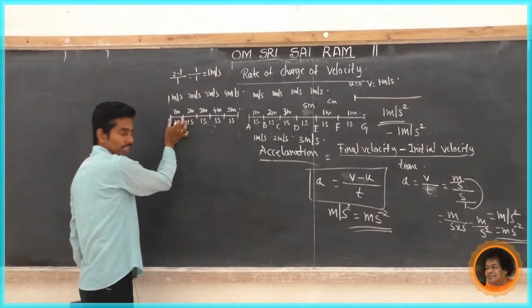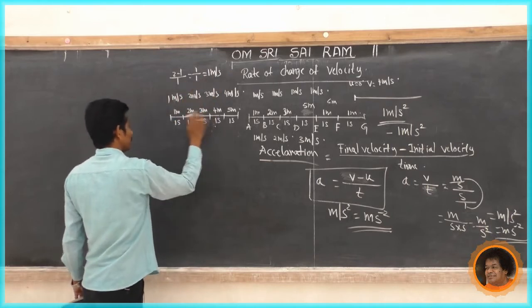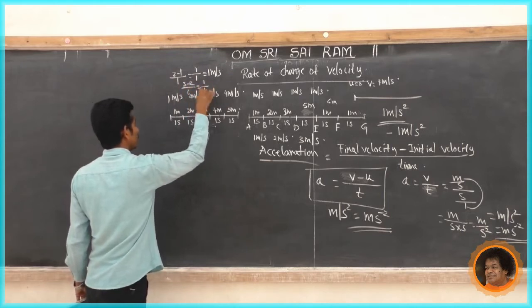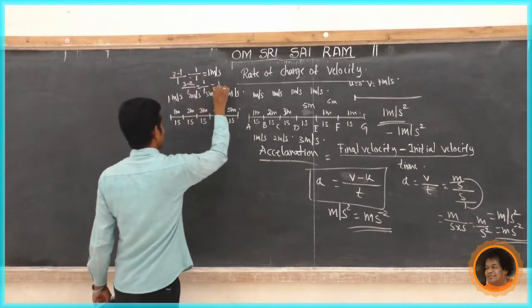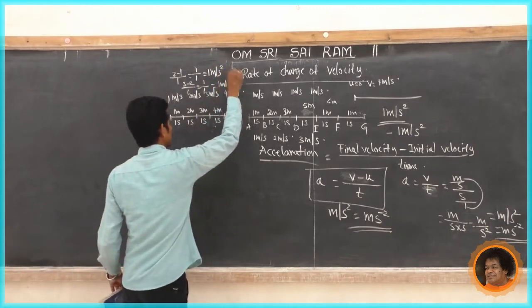Here, what is the acceleration? 1 meter per second squared. In the next case, 3 and 2. 3 minus 2 divided by 1. What do you get? 1 divided by 1. What is the acceleration? 1 meter per second squared.